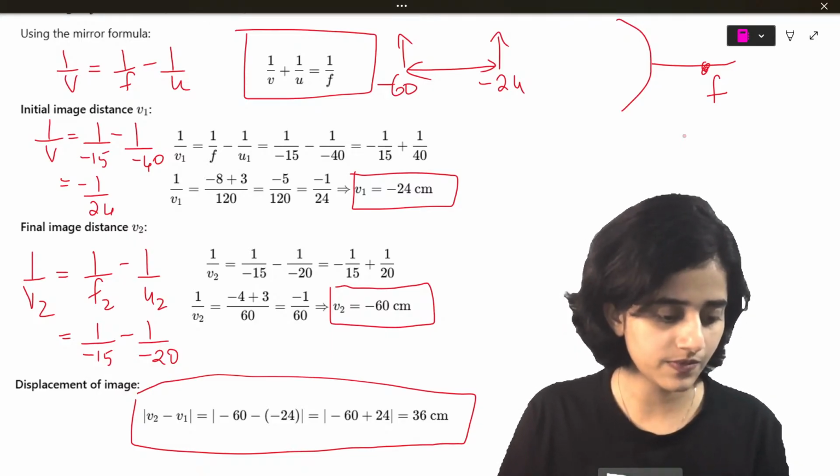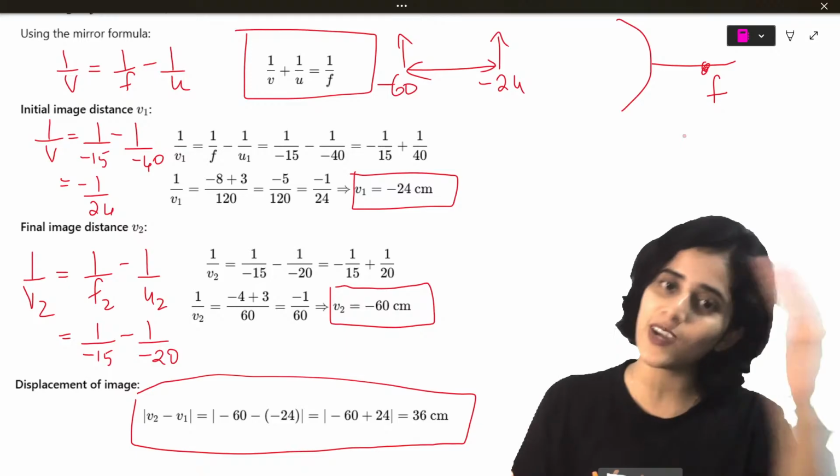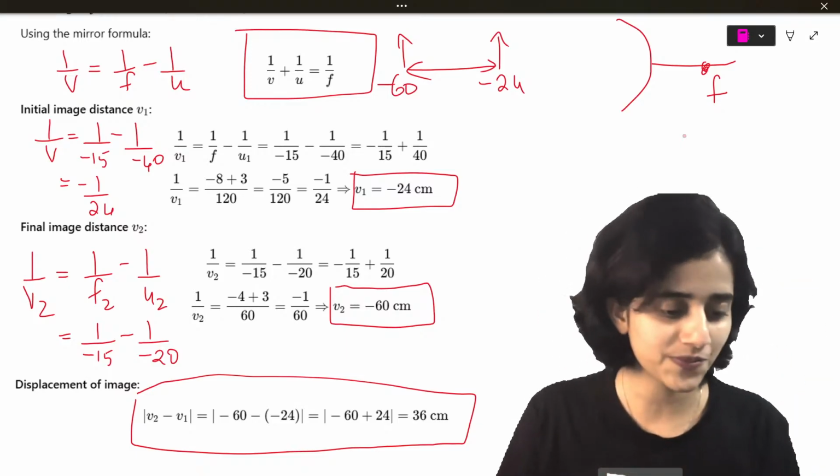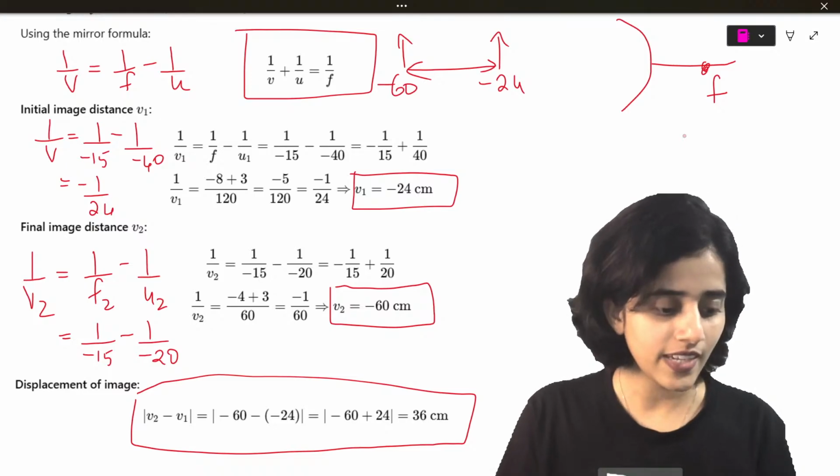Okay. Yes, minus sign indicates that image is moving away from the mirror. Very good, Praveen. Yes, is this clear?